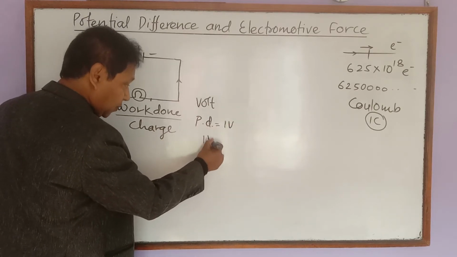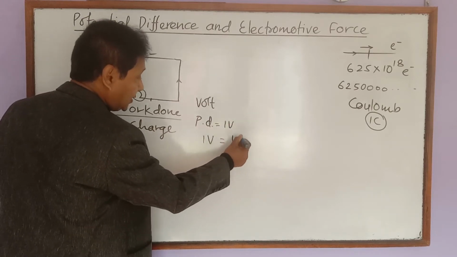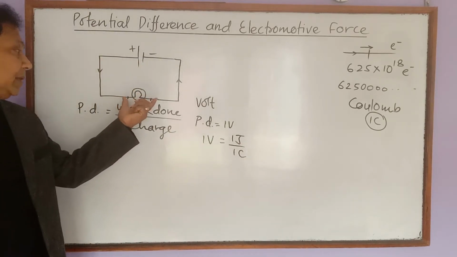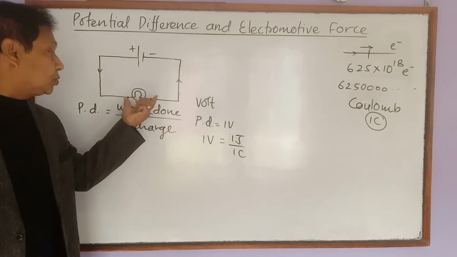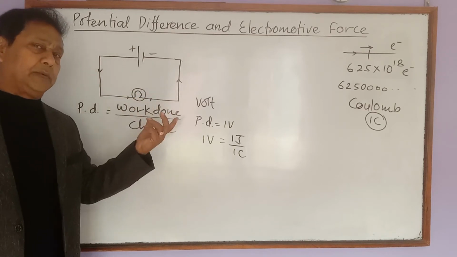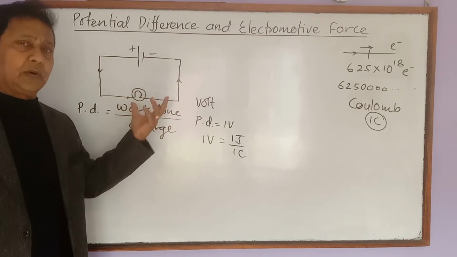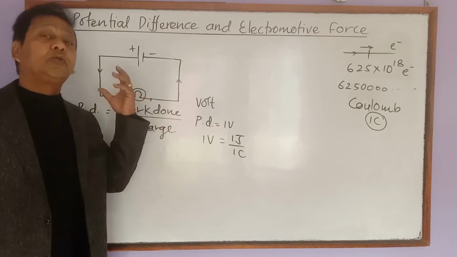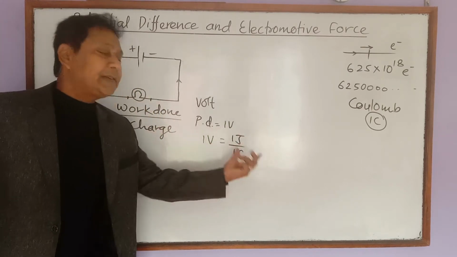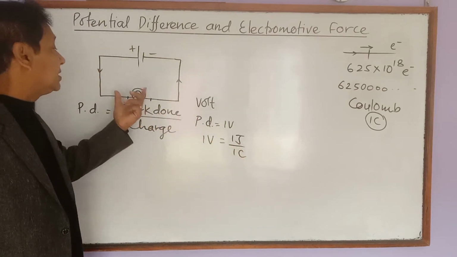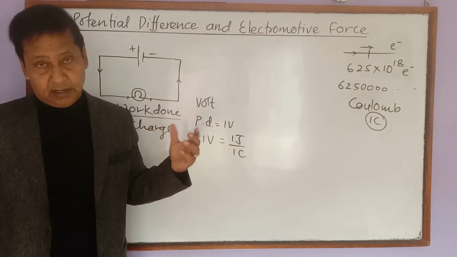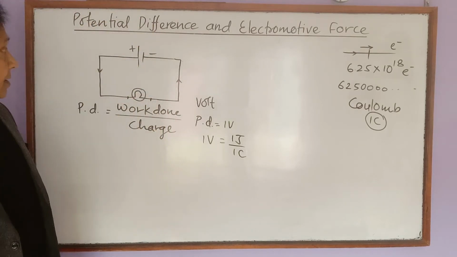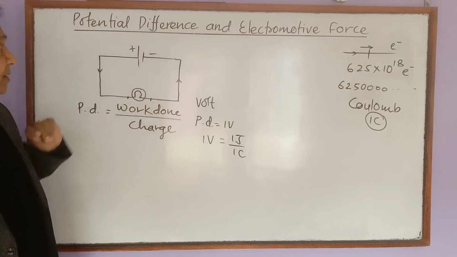It means 1 volt is equal to 1 joule per 1 coulomb charge. When 1 joule of electrical energy converts to light energy or any other form of energy, maybe here we have both, that's why we are talking about light. But how much electrical energy converts between 2 points by the flow of 1 coulomb charge, that represents the potential difference between these 2 points. Energy conversion. This way we can understand better. Now potential difference is understood.